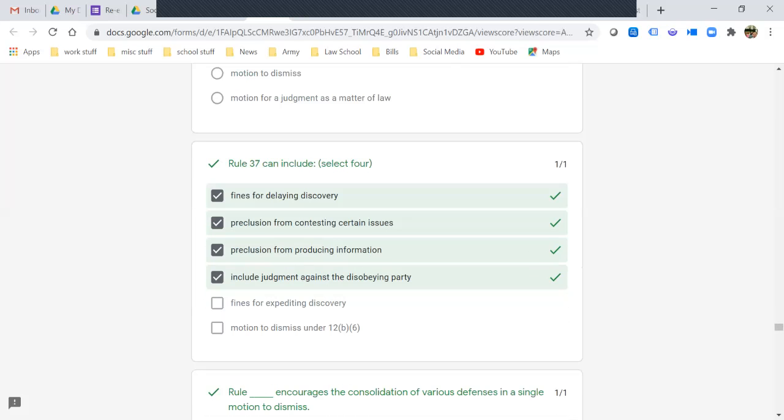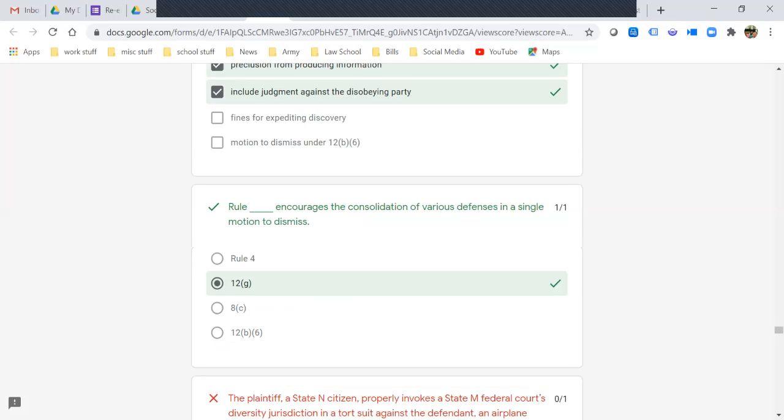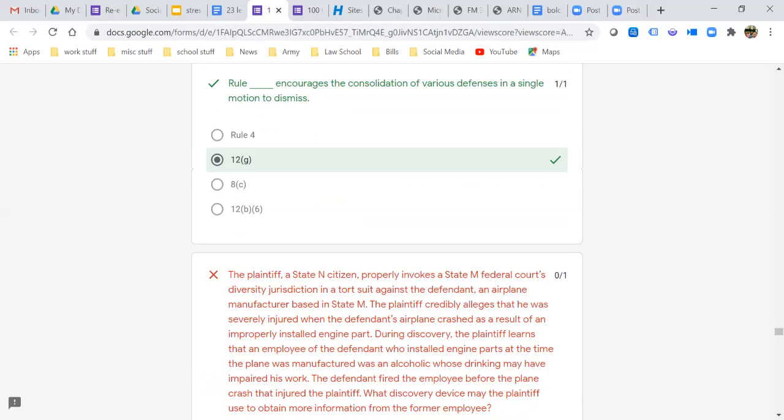All right, Rule 37. Again, Rule 37 is sanctions. So Rule 37 can include fines for delaying discovery, preclusion from contesting certain issues, preclusion from producing information, and can include judgment against the disobeying party. All right, Rule 12G encourages the consolidation of various defenses in a single motion to dismiss. So Rule 12G just consolidates defenses.